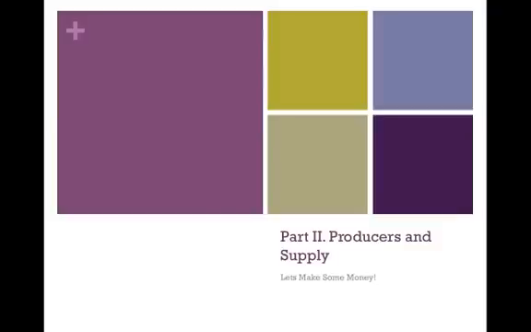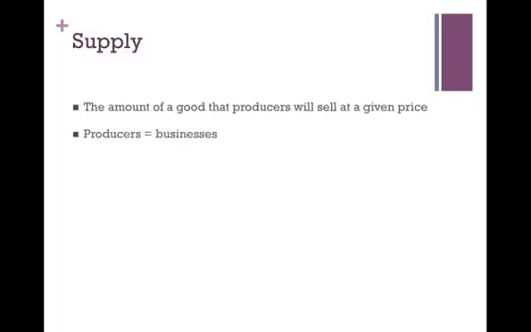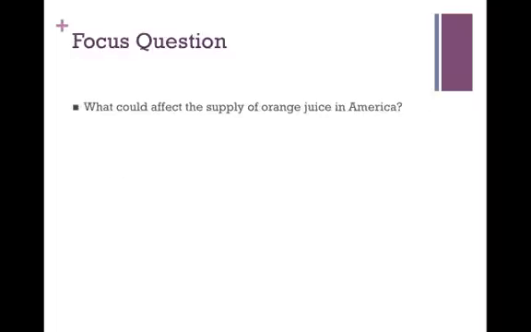Now we have producers and supply. We already talked about consumers and demand. So supply is the amount of a good that a producer is willing to sell, or will sell, at a given price. Producers, again, are the people that own a business and make the product. And supply is dependent on many factors. So if you think about it, what could affect the supply of orange juice in America?